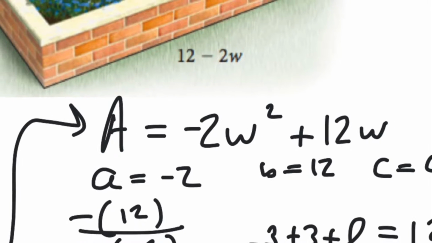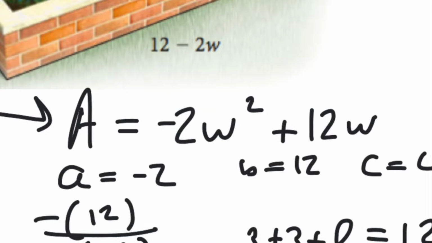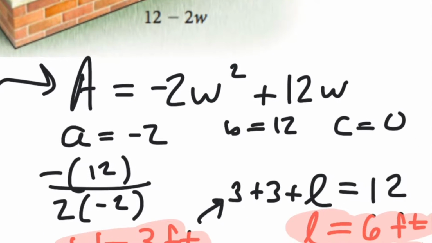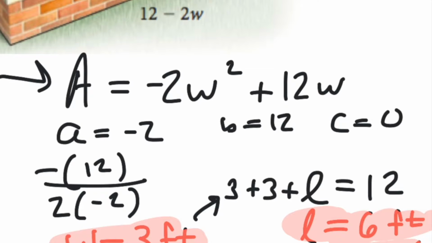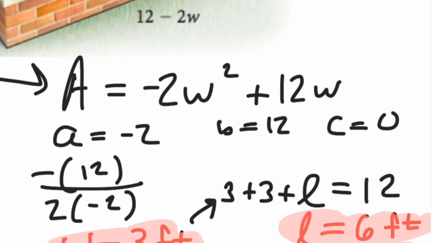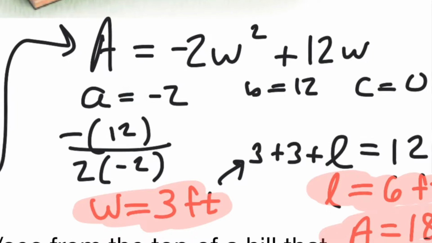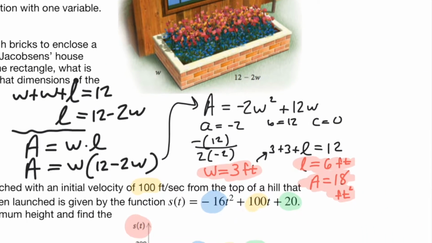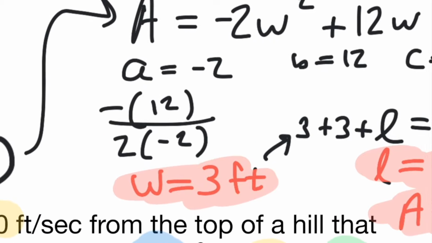It's a little easier for me to do it by hand if we distribute first. A is equal to negative 2W squared plus 12W, and so a is equal to negative 2. As you can see here, a is negative 2, b is equal to 12, and there's no c term here, so c is equal to 0. The formula negative b over 2a yields W is equal to 3 feet. That's where the line of symmetry is going to be. If you draw the parabola, the maximum is going to be along the line of symmetry at the value of negative b over 2a, and that's where width is equal to 3 feet.